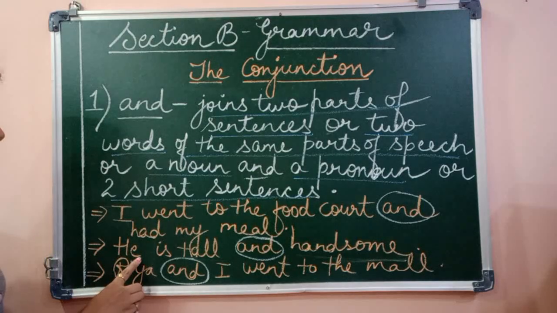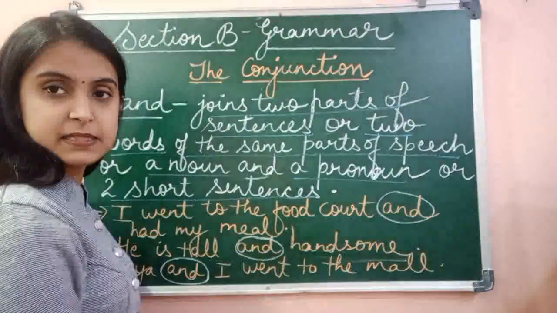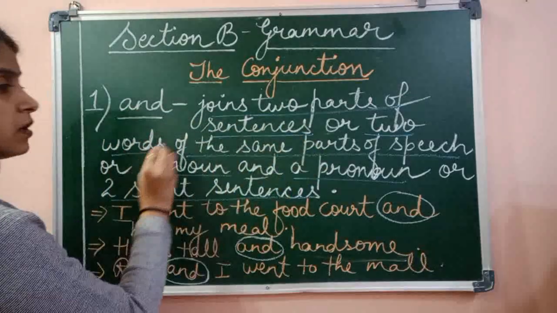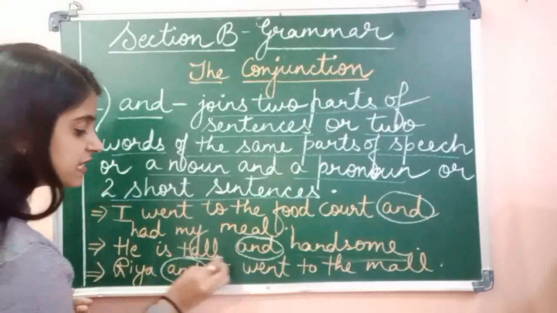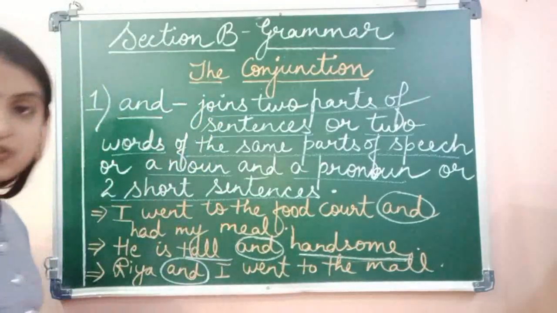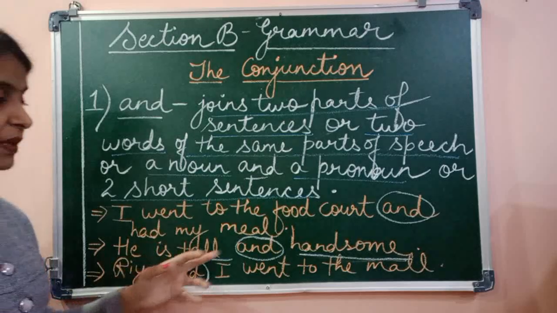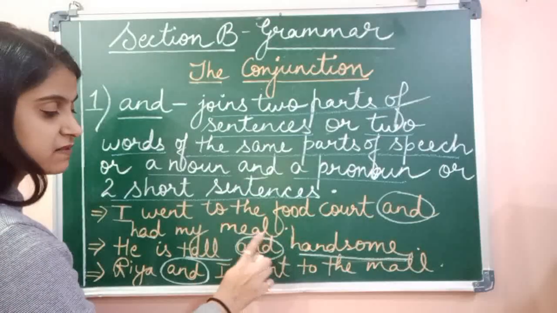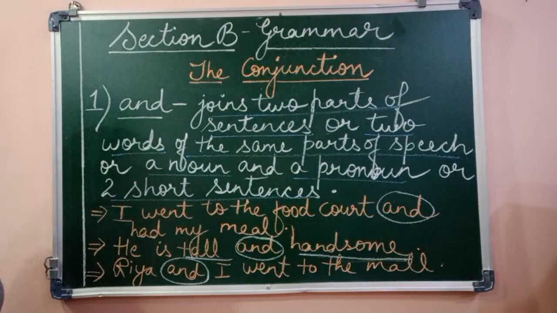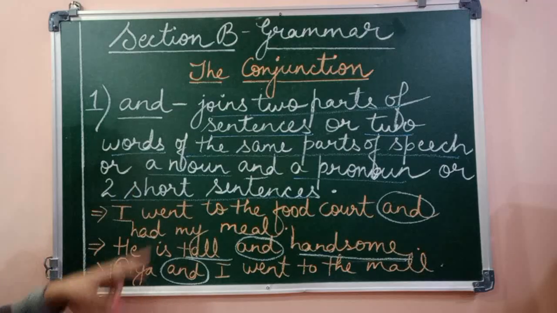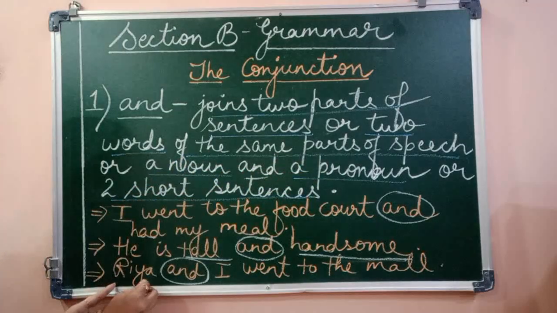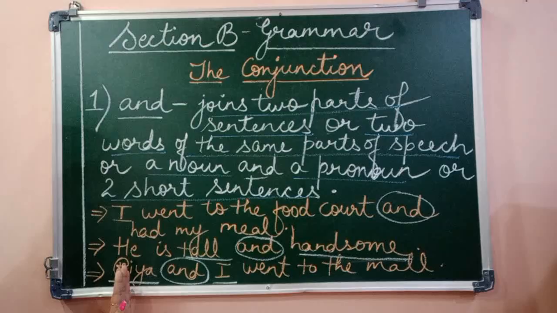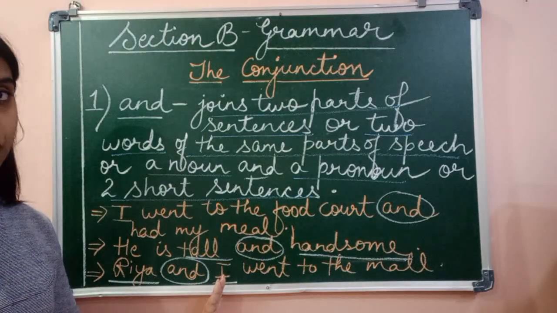Okay, now in this second example, he is tall and handsome. As I shared with you, the conjunction and joins two words of the same parts of speech. So here in this sentence, tall and handsome are adjectives. Okay, they belong to the same parts of speech. So you can see these two adjectives are joined by using the conjunction and. Okay, now it can also join a noun and a pronoun. Ria is a noun and I is a pronoun. So you can see and also joins a noun and a pronoun. I hope it is clear to you.